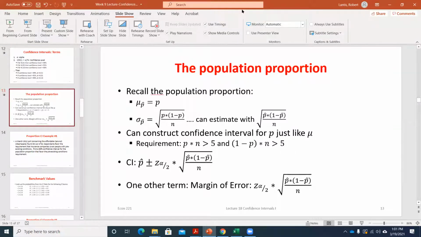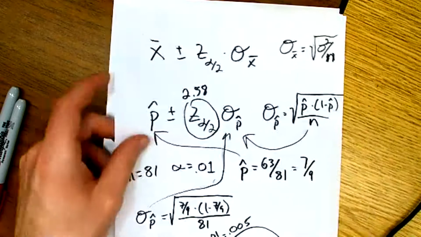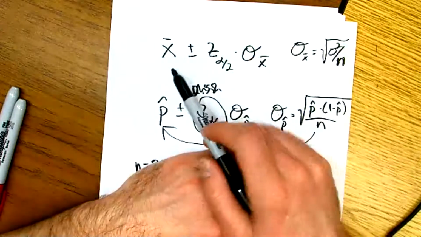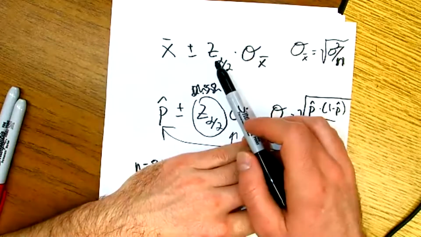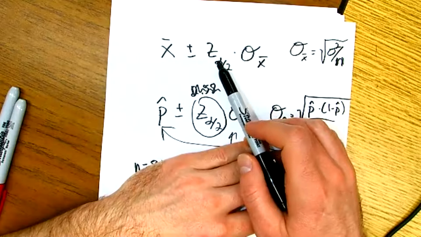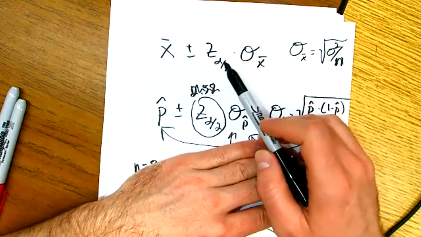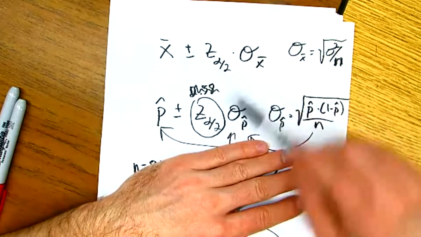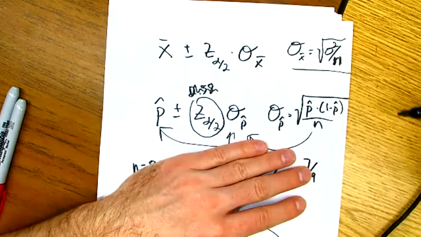So let me switch over, start using the doc cam here, because I want to highlight something from the last section. Before, what we were doing was taking my sample mean, adding and subtracting, adding is the upper bound, subtracting is the lower bound, the z-score that gives me alpha over 2 in each tail times the standard deviation of my sample means, which we had this equation for.